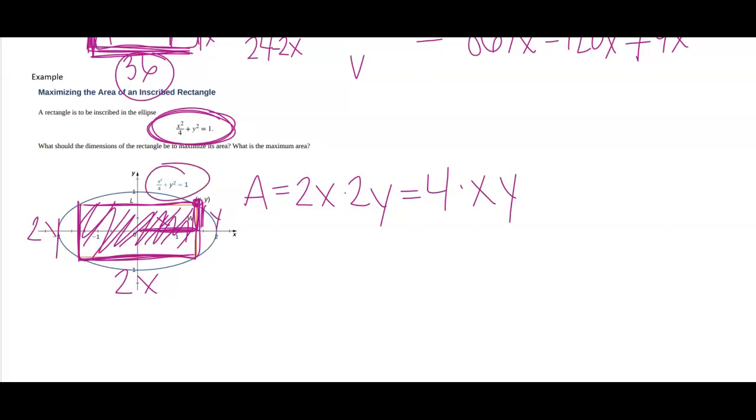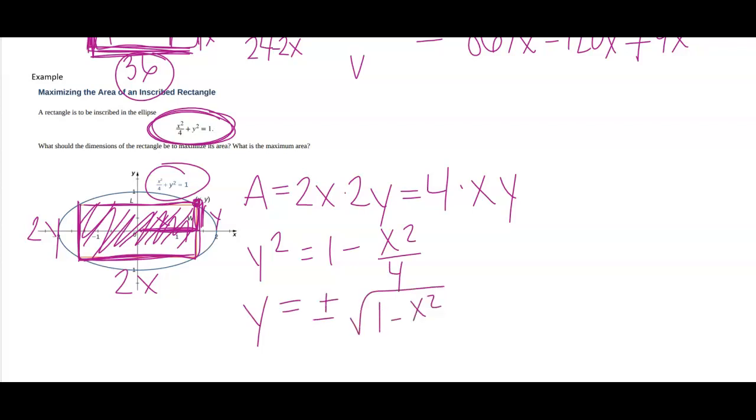All right, let's go ahead and solve this for y. So I get y squared equals 1 minus x squared over 4. And it should make sense that y is equal to plus or minus the square root of this piece here. Now I'm only going to worry about the plus side so that I have a function. And I get 4x times the square root of 1 minus x squared over 4.